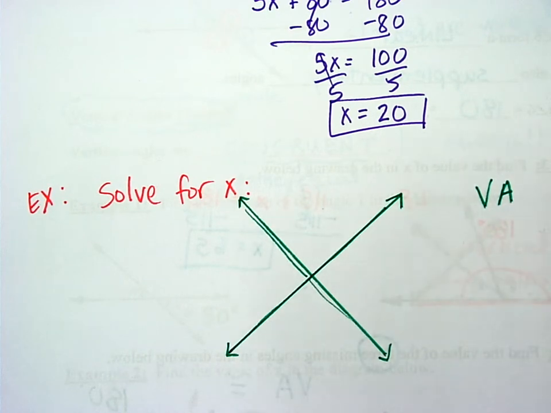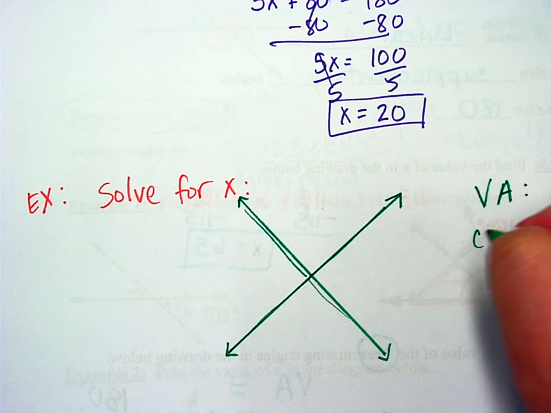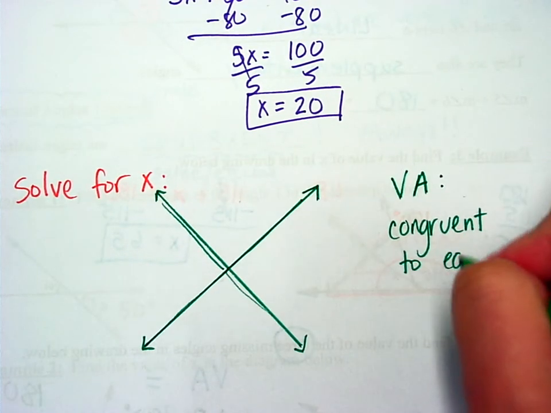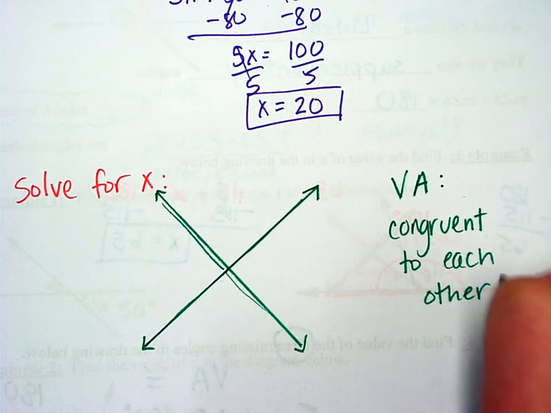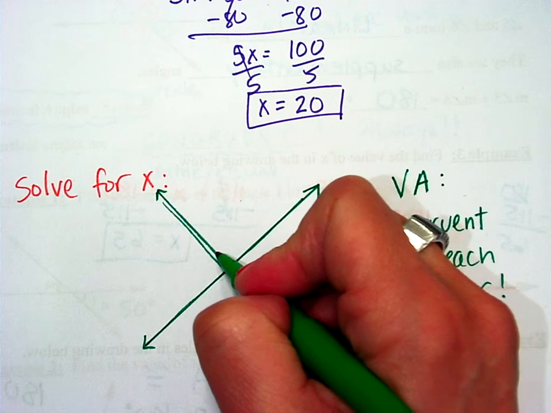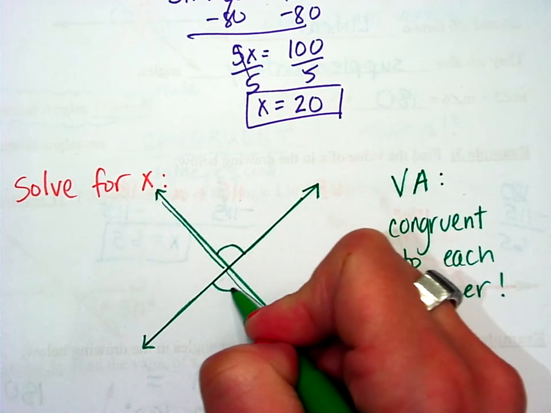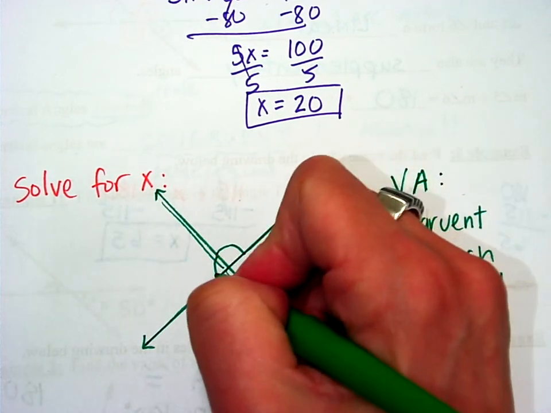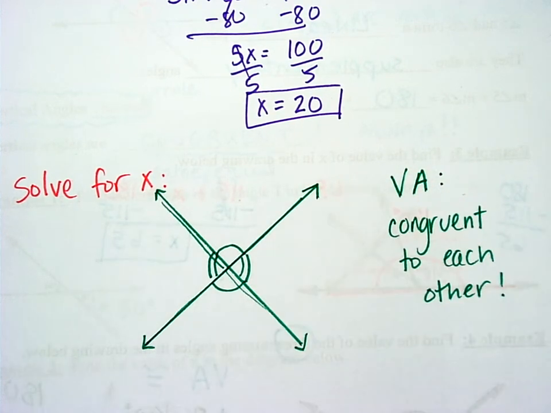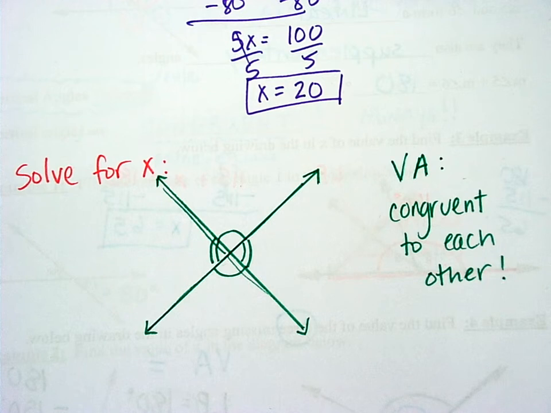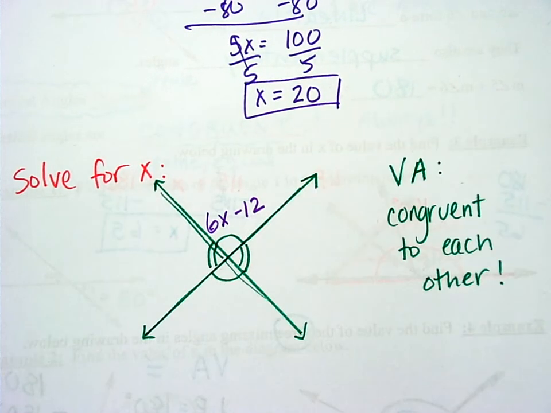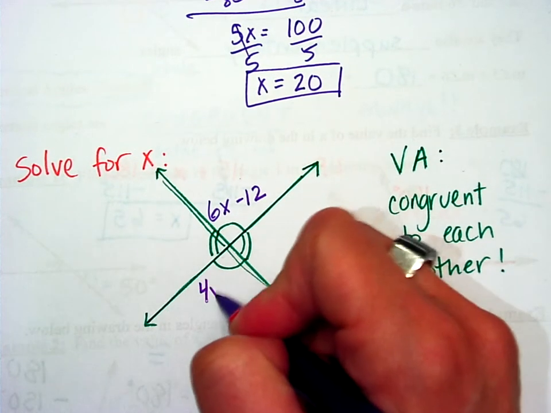And what's true about vertical angles? That they are always congruent to each other. Always congruent to each other. So therefore, whatever the one on one side is, it's going to be equal to the one on the other side. And whatever this guy over here on the left is, that would be equal to the one on the right. Okay, so now I'm going to give you some expressions. This top one is 6x minus 12, and this bottom one is 4x plus 8.